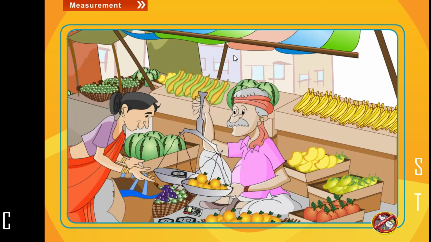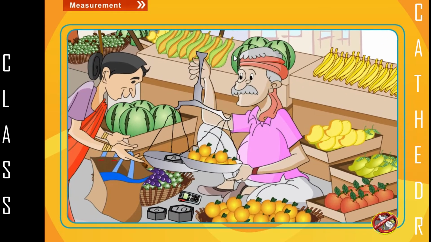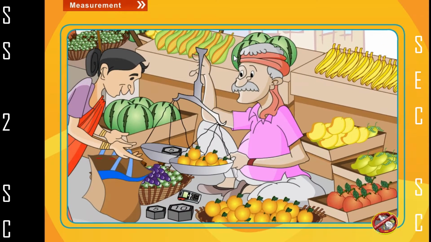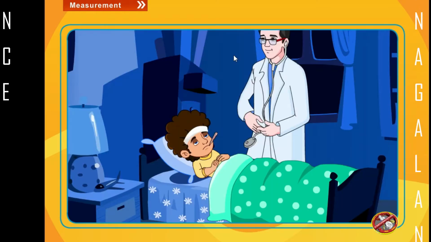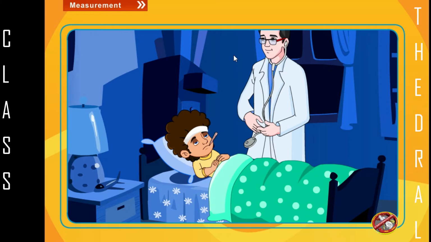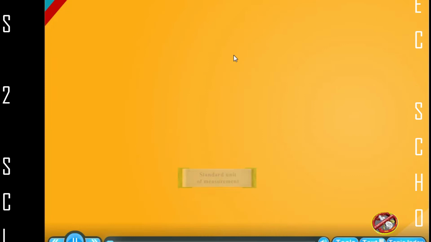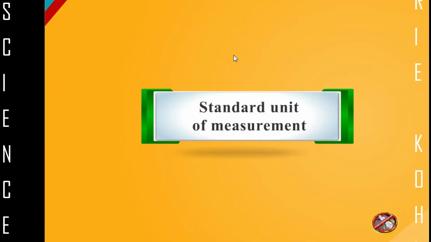When we buy fruits and vegetables, the shopkeeper measures the quantity. This is the measurement of mass. When we fall ill, the doctor measures our body temperature. Can you think of some more cases where you need to measure? Need of standard units of measurement.